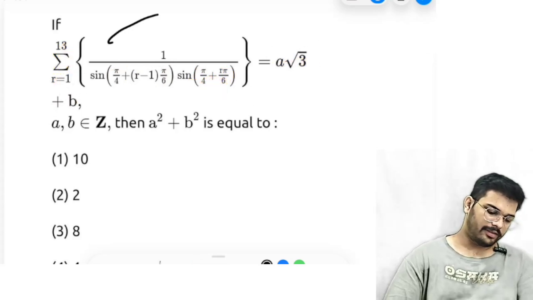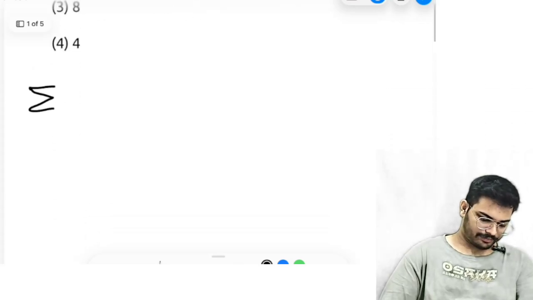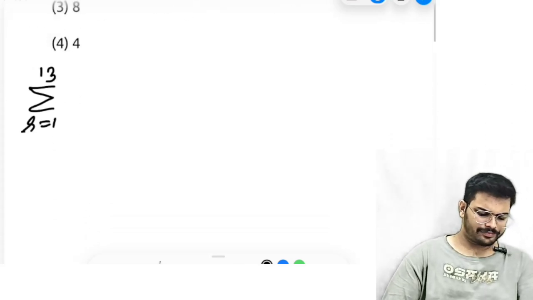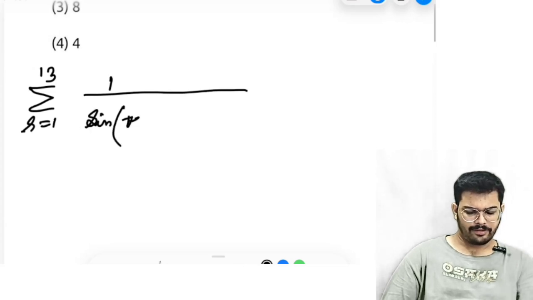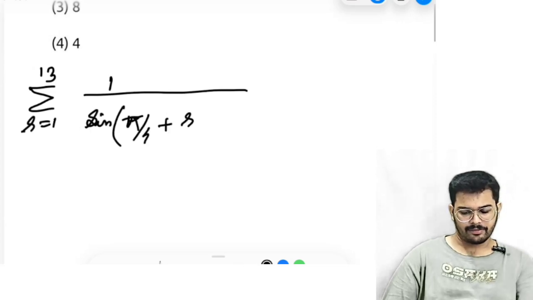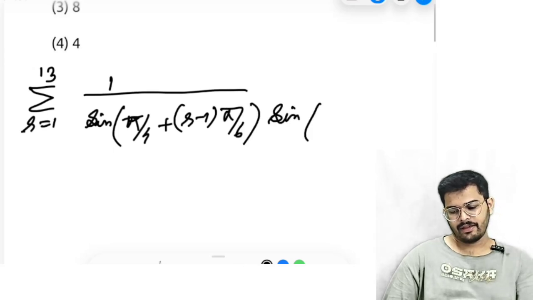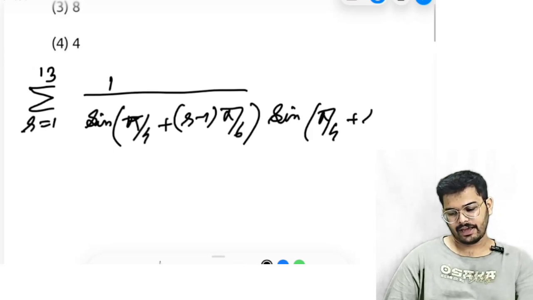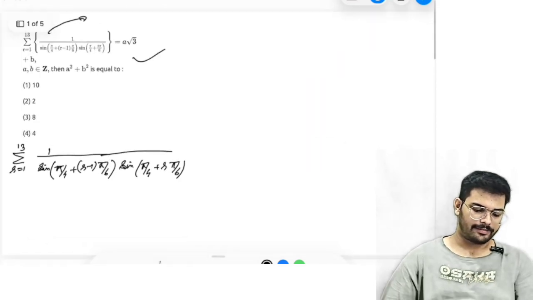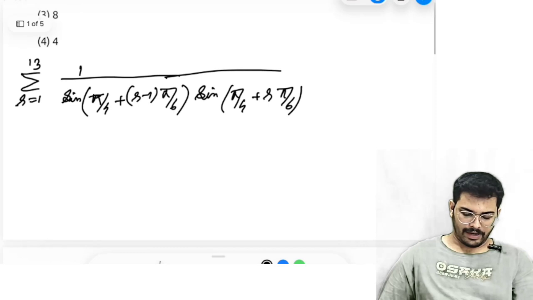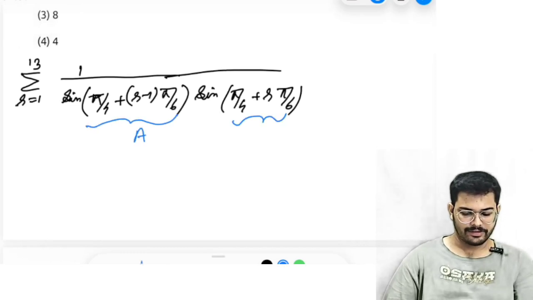First of all, we can solve the LHS part. That is sigma r varies from 1 to 13, 1 by sine of (pi by 4 plus (r minus 1) into pi by 6) into sine of (pi by 4 plus r pi by 6). So this is our left hand side. Here I will be substituting this particular value as a and this value as b.